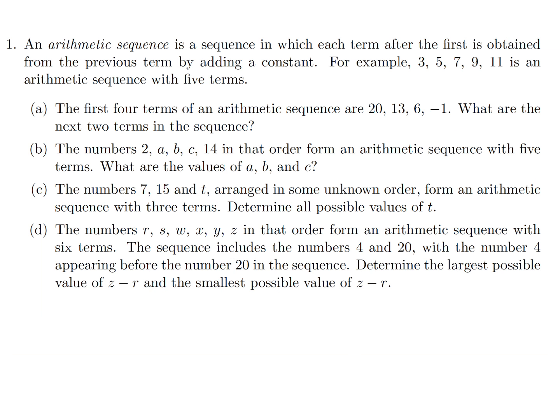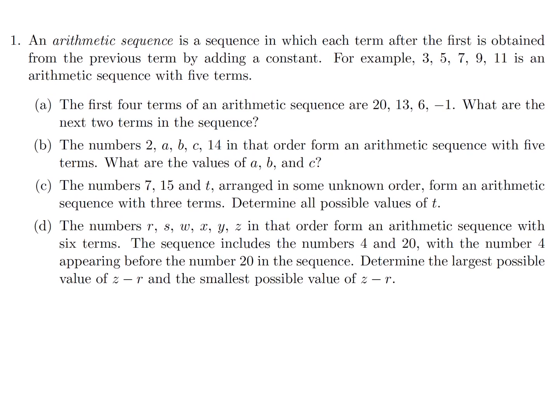An arithmetic sequence is a sequence in which each term after the first is obtained from the previous term by adding a constant. For example, 3, 5, 7, 9, 11 is an arithmetic sequence with 5 terms. The first 4 terms of an arithmetic sequence are 20, 13, 6, and negative 1. What are the next 2 terms?